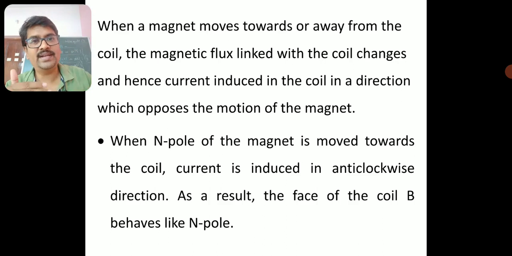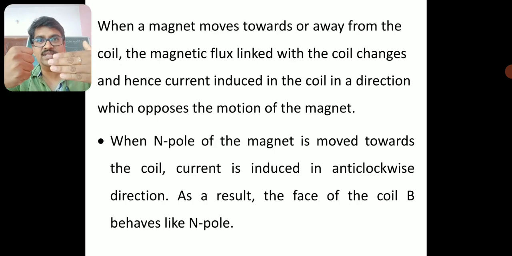Now the north pole of the magnet is moving towards the coil, so the current is in such a direction that it should oppose the movement of the north pole towards the coil. How will it oppose? It can oppose by producing a north pole here. If a north pole is coming, producing a north pole opposes it because we know very well that like poles repel each other. So the current should flow in such a direction in the coil that it produces a north pole.